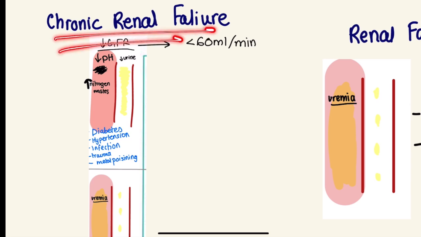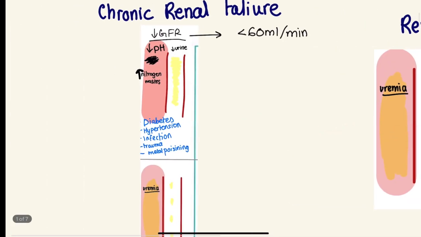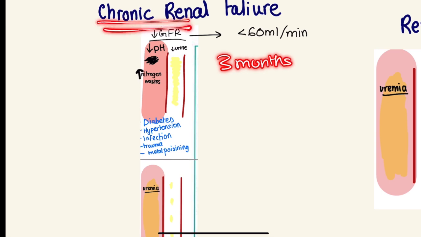So in chronic renal failure, what are you going to have? The GFR, which is the glomerular filtration rate, is going to be low. Renal failure, so of course it's going to be low. You don't really have to know the exact number, but I would suggest that you know it so that you can compare between the two. In this case, the glomerular filtration rate is going to be less than 60 ml per minute, and this occurs for at least 3 months. Like I said, it's chronic, so it's going to be for at least 3 months.